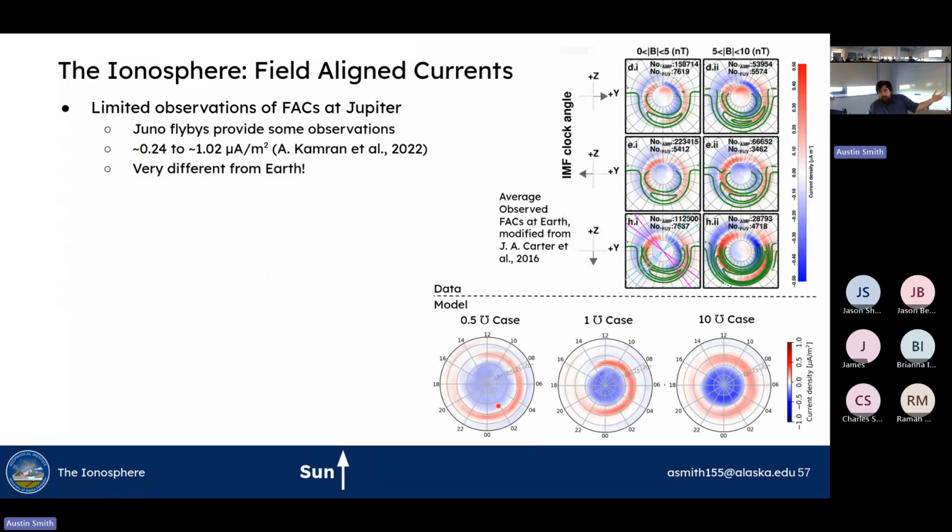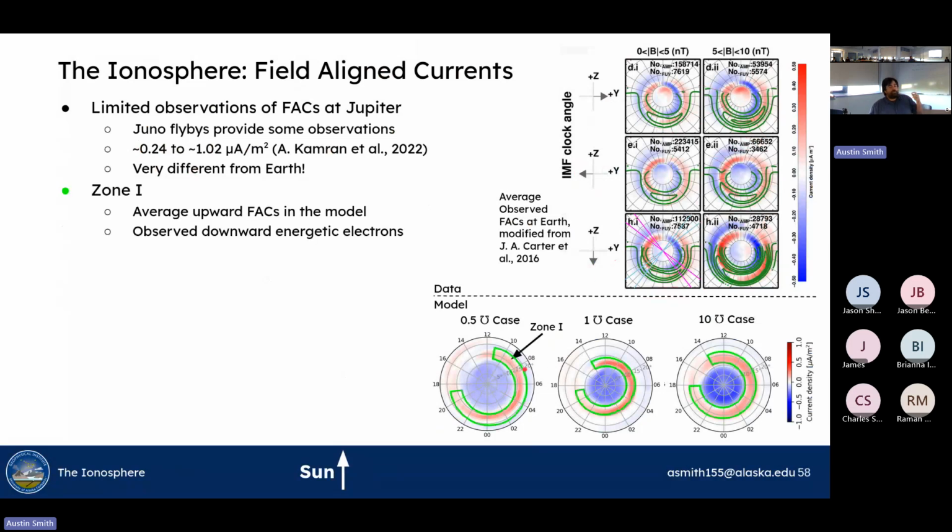The structure, though, of the field line currents is very different from Earth. So up here, I have some of the average field line currents at Earth from AMPERE with different IMF conditions. And at Earth, we have region 1 and region 2 currents. At Jupiter, we don't have the same structure. We have zone 1 and zone 2, very creatively named. In zone 1, we have average upward field line currents in the model, and this is where there are observed downward energetic electrons that Juno has seen.